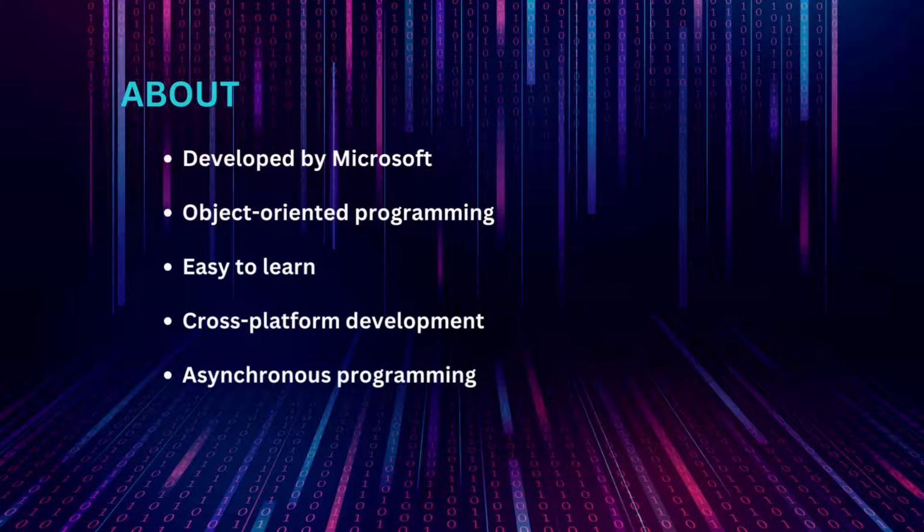Easy to learn. C# has a syntax that is similar to other popular programming languages like Java and C++, making it easy to learn for developers who already have experience with these languages. Cross-platform development. C# can be used for cross-platform development with the .NET Core framework, which allows developers to build applications that can run on Windows, Linux, and Mac OS. Asynchronous programming. C# has built-in support for asynchronous programming, which makes it easier to write code that can handle multiple tasks simultaneously.